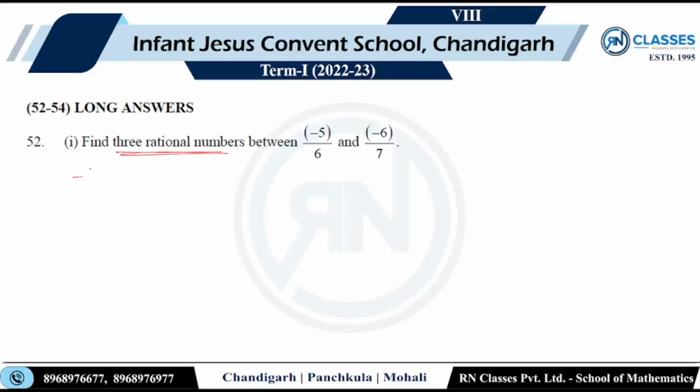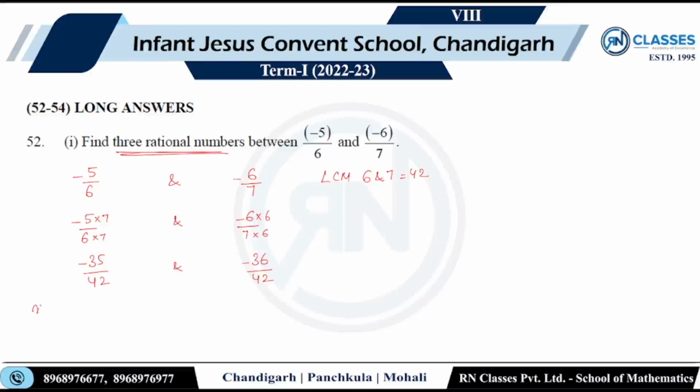Right? So minus 5 by 6 and minus 6 by 7. We have to find three rational numbers. First, what I'll do, I'll take the LCM. LCM of 6 and 7 would be 42. So minus 5 by 6, 7 times, and minus 6 by 7, 6 times. This would be 7 fives are 35, minus 35 by 42, and here it would be minus 36 by 42. Right? Now, can I find three rational numbers in between them?